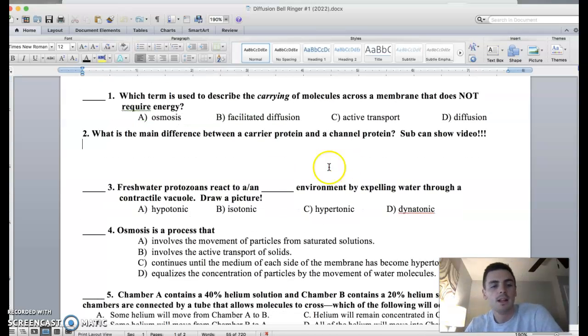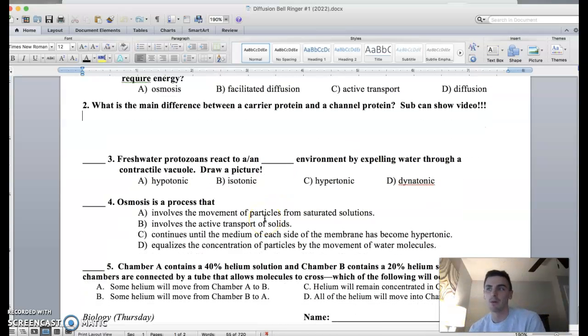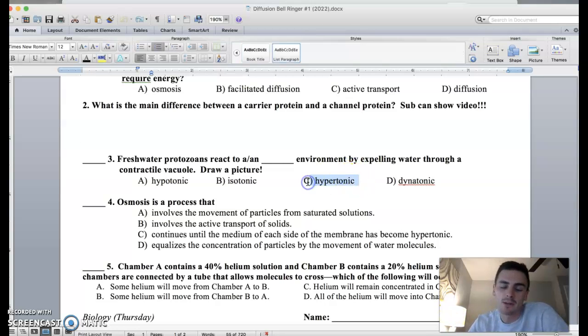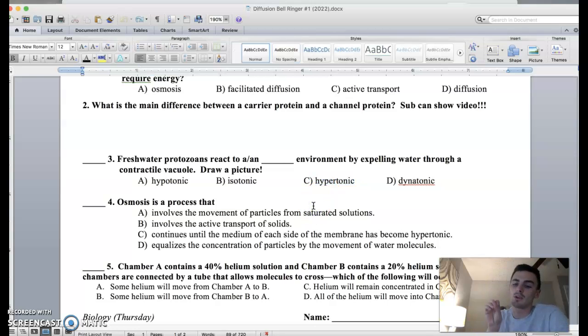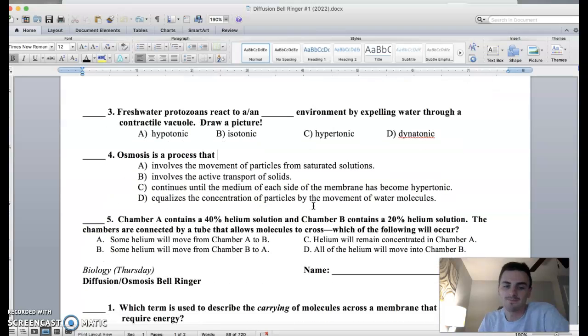Number three is a very tough one, but like I told you guys the other day, you need to learn to draw pictures. So draw a little picture, a protozoan, a little amoeba-like thing. If it's pushing water out of itself, that would mean that it's saltier outside the solution than inside, because water's going out. If it's more concentrated outside, number three should be hypertonic, and you should have a drawing that supports that, because it's going to where the Gatorade is strongest.